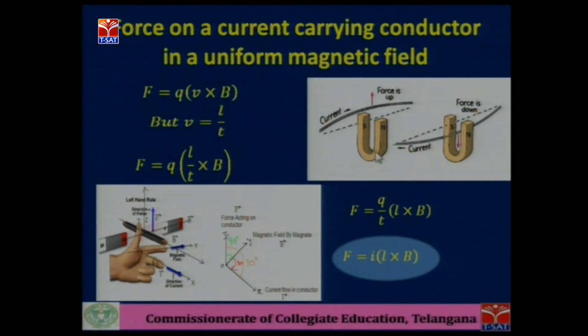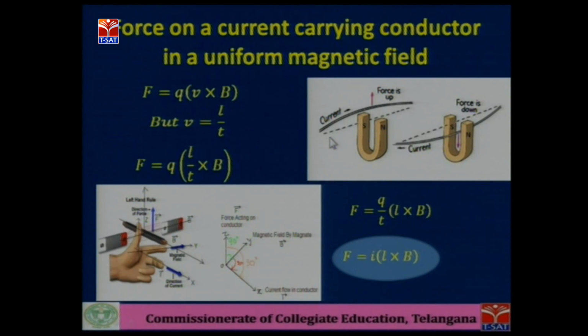Let us say a current carrying conductor is placed between the poles of a magnet like this. We know the magnetic field is always passing from north pole to south pole. And this is the current passing through the conductor. So from Fleming's left hand rule, from N to S is the direction of the index finger and this is the direction of the central finger. Then the force will be acting in the upward direction. The conductor is automatically pushed up.